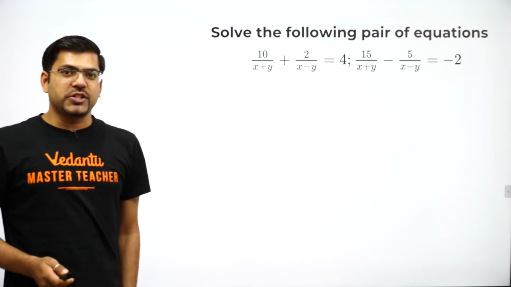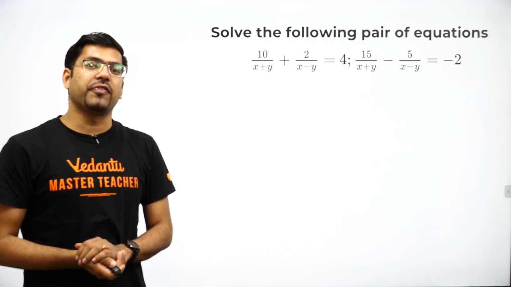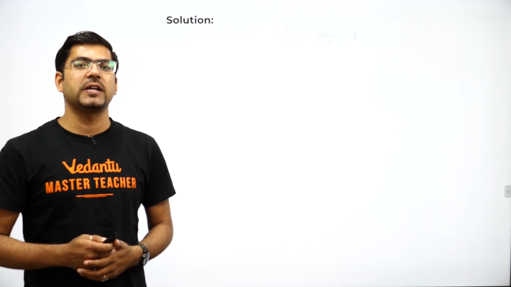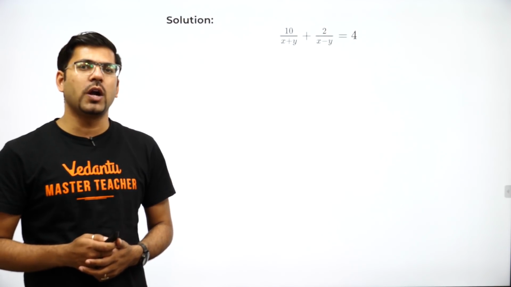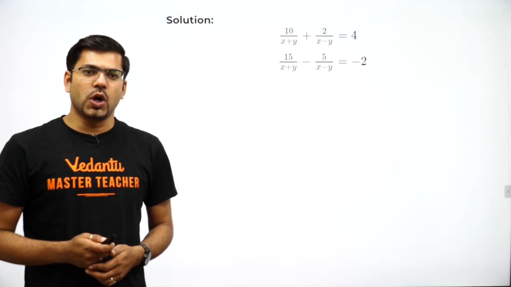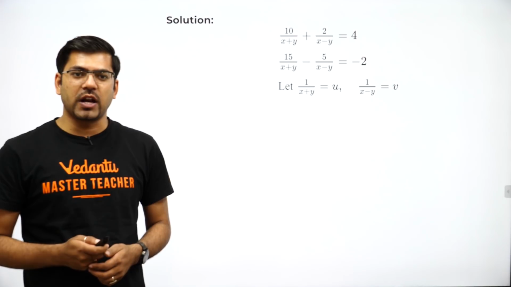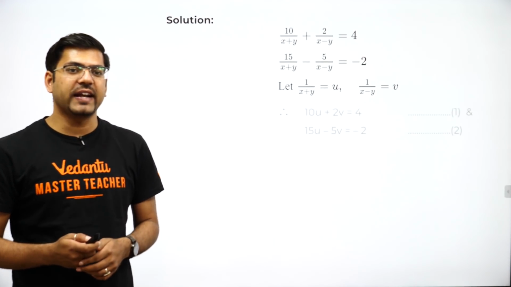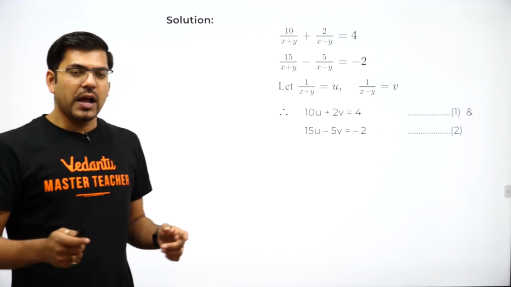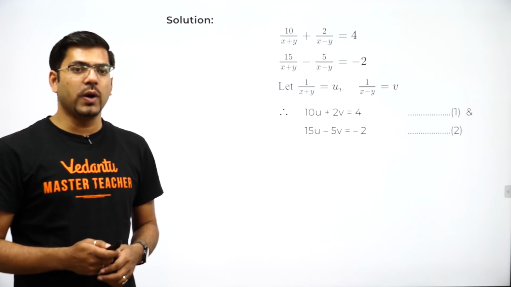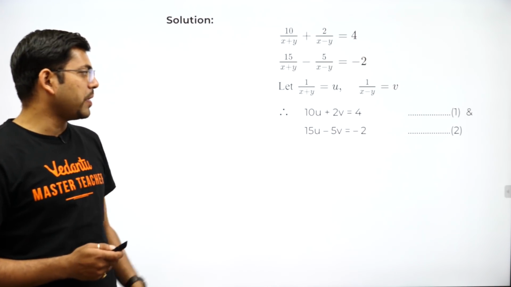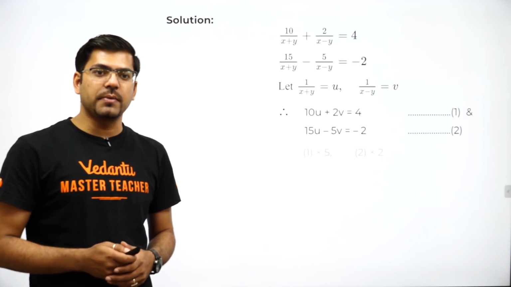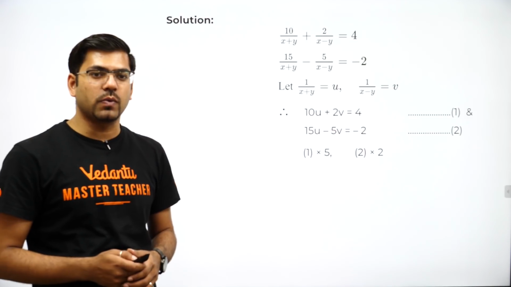The first step to solve this question is assuming that 1 upon x plus y is u and 1 upon x minus y is v. Now the second step would be writing the equations in the form of u and v. So the equations would be 10u plus 2v is equal to 4, and 15u minus 5v is equal to 2.